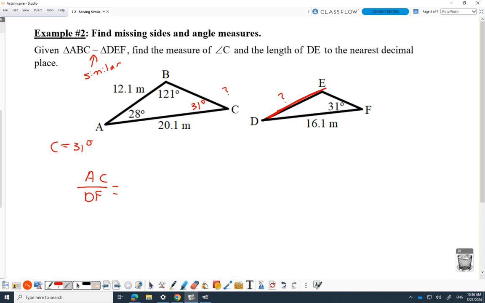And look, can you see it's an awkward multiplier? 20.1 divided by 16.1, it's going to be like 1 point yuck. Yes? But I'm just going to write the proportion here. Equals AB over DE.